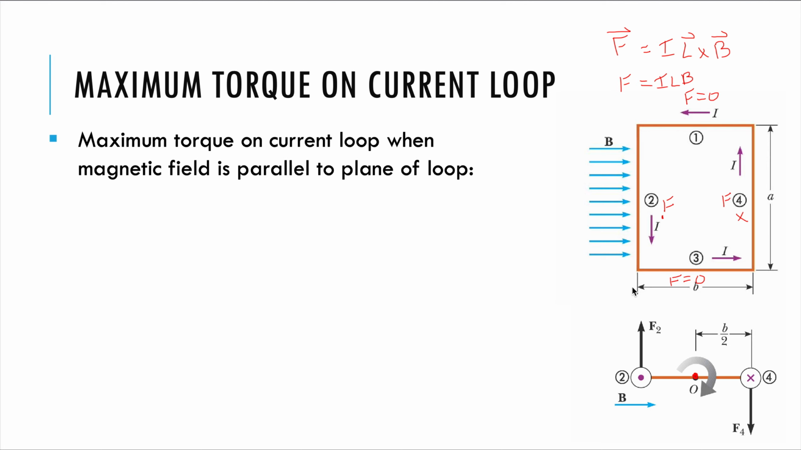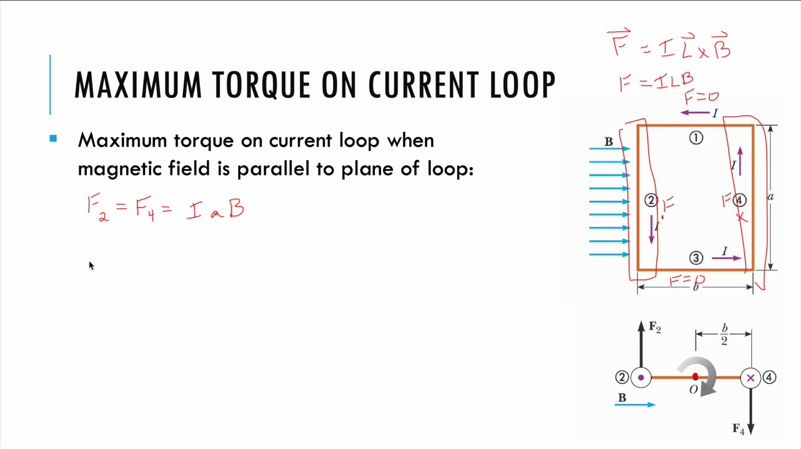But this wire that experienced a force, segment 2 and segment 4, what is the length of that wire? It's not L, the length is A. So the force on number 2 is equal to the force on number 4. Looking at the magnitude, it's going to be IAB since the length of those two segments is A.